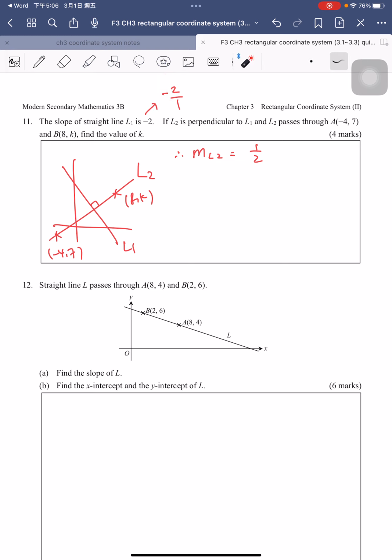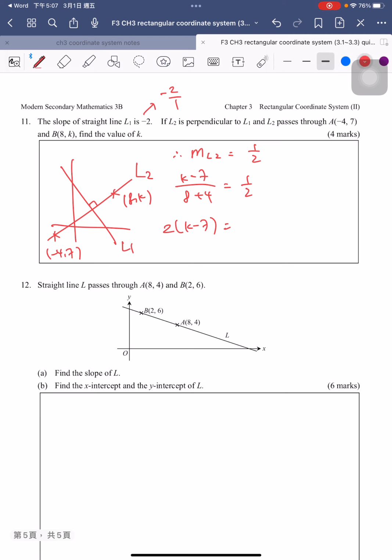Then the straight line is passing through these 2 points, so we can find the slope. We calculate the slope as the change of y divided by the change of x. That's going to be k minus 7, the change of y, divided by 8 minus 4, which is plus 4, equal to 1 over 2. Since we have a fraction on the left and a fraction on the right, we can just do the cross multiplication. So 2 times k minus 7 is equal to 8 plus 4, giving you 12.